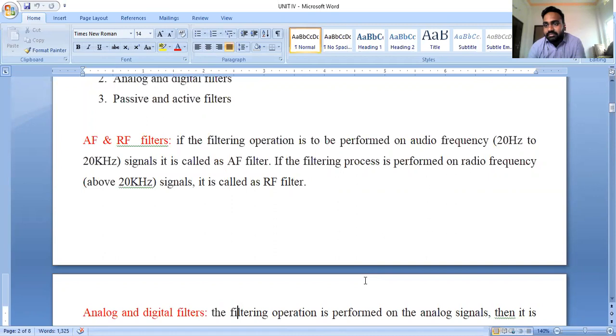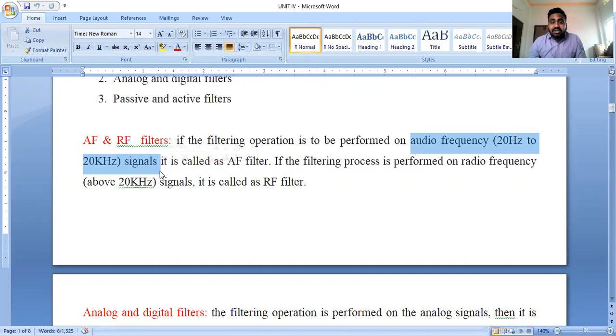So coming into the first classification, AF and RF, AF in the sense audio frequency, RF in the sense radio frequency. Here, for an audio frequency signal, how can we classify or pick it? In the filtration process, a filter can handle only an audio frequency of 20 hertz to 20 kilohertz. That range of frequency is called audio frequency. That means only a filter with a specific application of audio frequency, limited to the range of 20 hertz to 20 kilohertz, falls under the audio frequency filter.